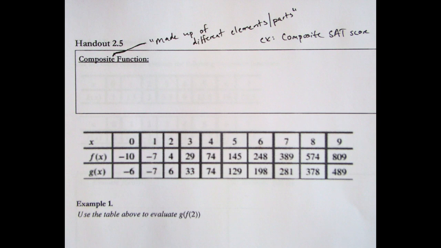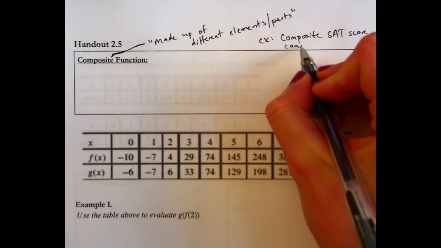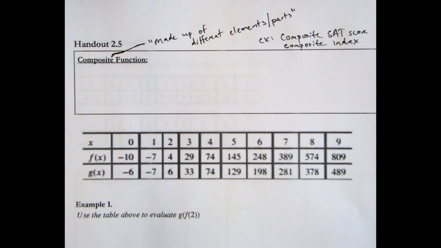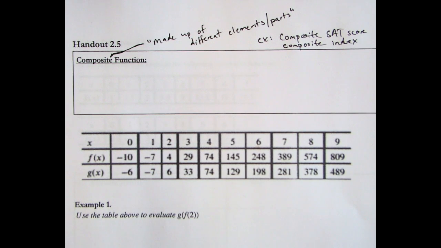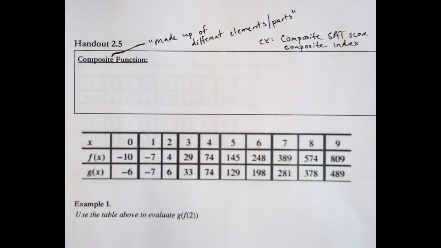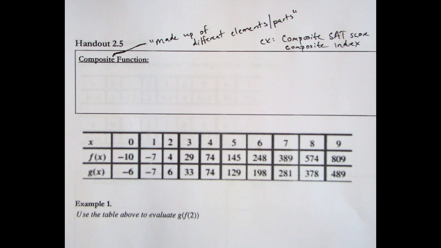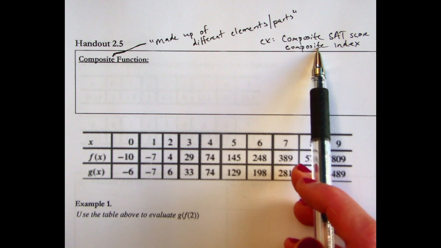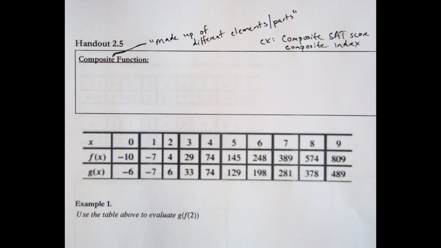Another example would be if you own your own company one day or you ever work in finance, companies use these things called composite indexes. And a composite index is basically a measure of how well your company is doing, but it's combined from all these different elements. So one element could be profit, one element could be employee satisfaction. So it's combining different elements of how well your company is doing into one score, a composite index. There's also lots of examples from sports. If you want to look up a composite baseball score, that's a thing as well.